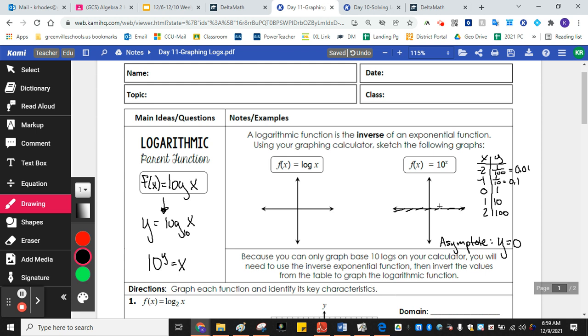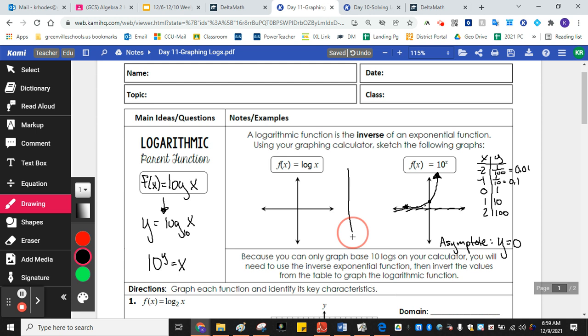So 0, 1, we're just sketching this. 1, 10, 0.1, 0.01, something like that. And then this is the inverse of that.